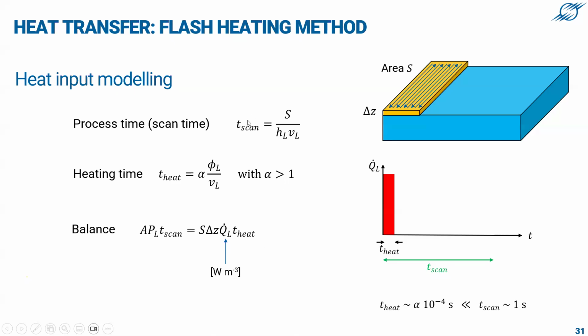And what you write, once you know t-scan, once you have evaluated t-heat, is a balance of energy. You have a laser of power L being on during a time t-scan with an absorption factor A. And on the right-hand side, this allows you to define a volumetric input power in the volume during the heating time that you have decided. So that's the flash heating method.